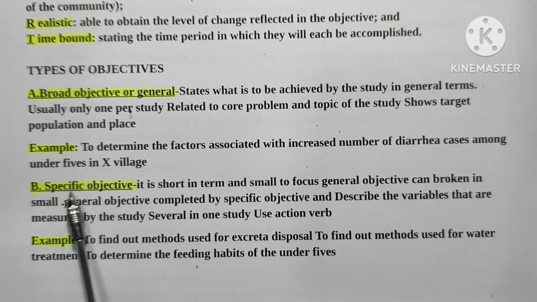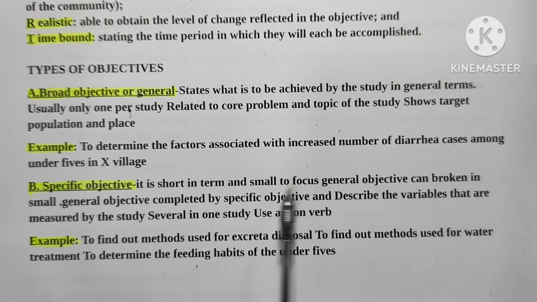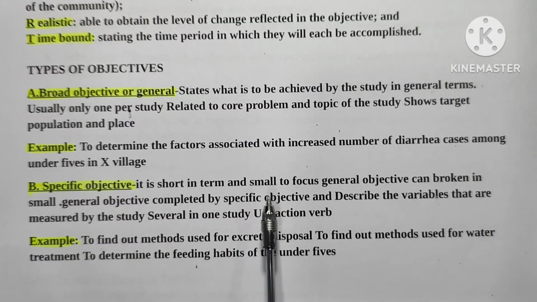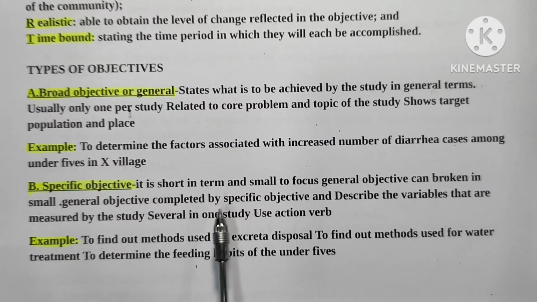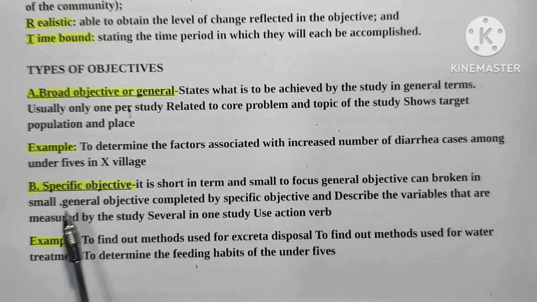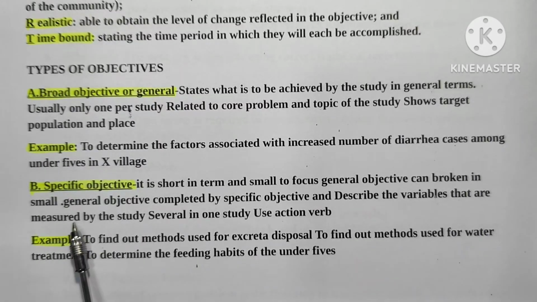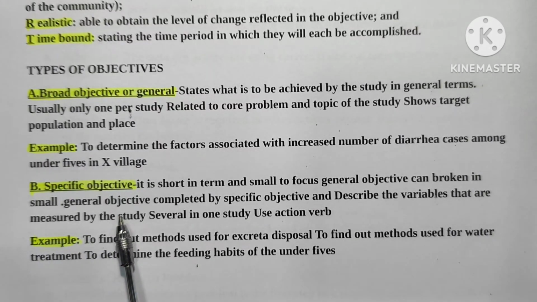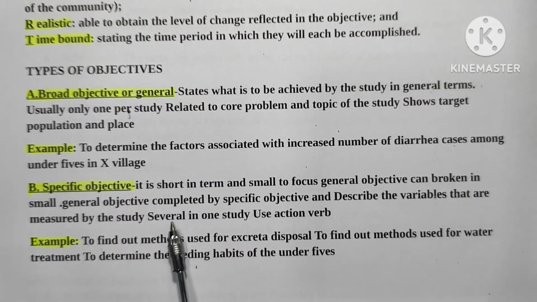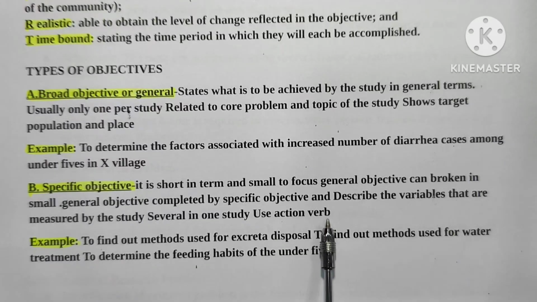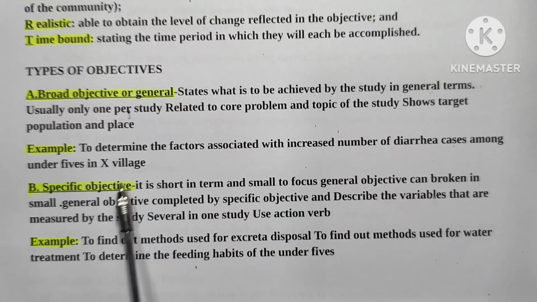The second type of objective is the specific objective. It is short in term and small to focus. The general objective can be broken down into small, short-term objectives. The general objective is completed by specific objectives, which describe the variables that are measured. The small variables which you are going to measure in your research study, you mention in the specific objectives. Use action verbs, what you actually do, in the specific objectives.